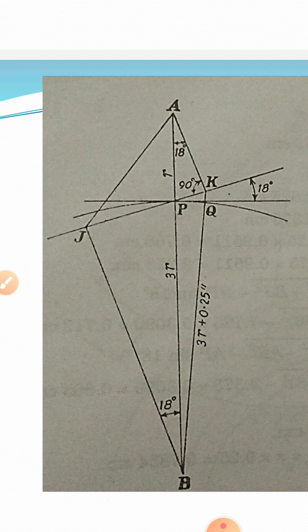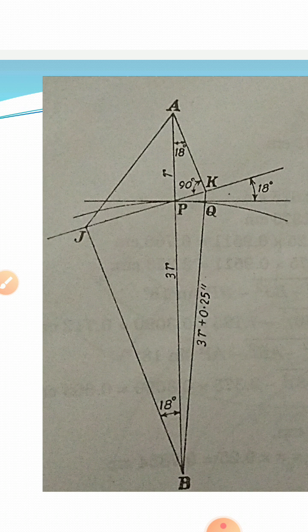And now in this we have to find out some lengths, and then we move further. And here we have to find out the number of teeth.